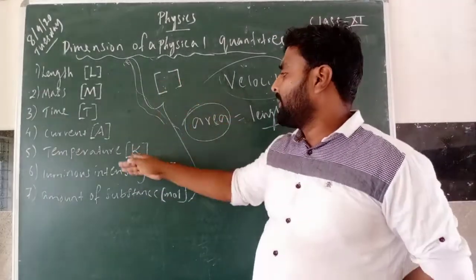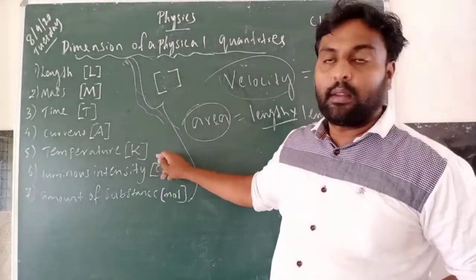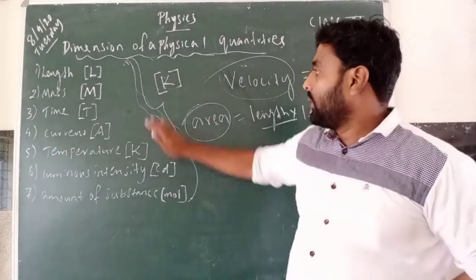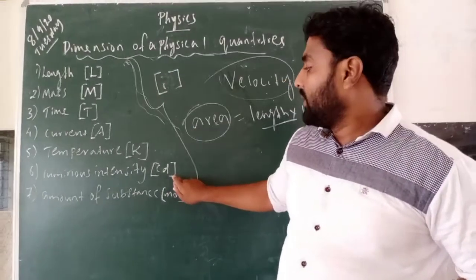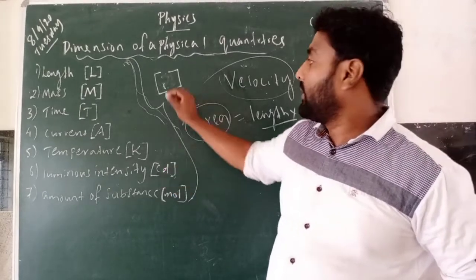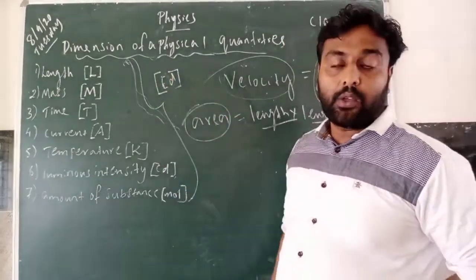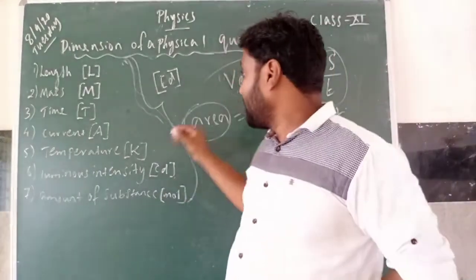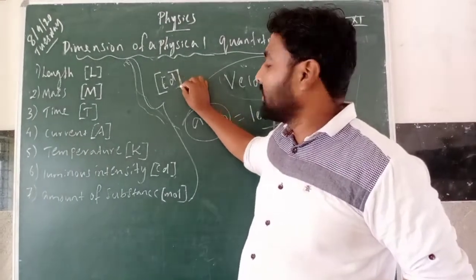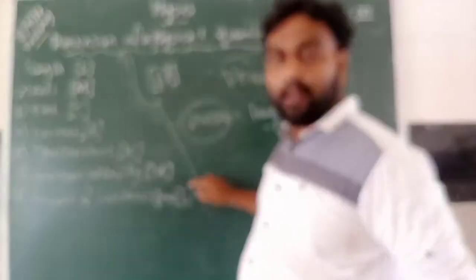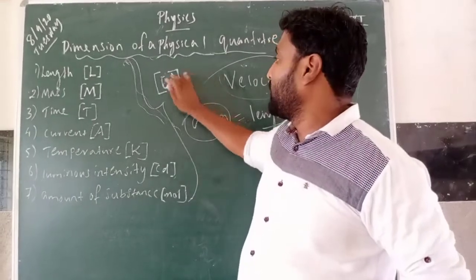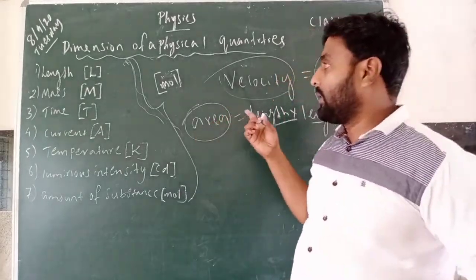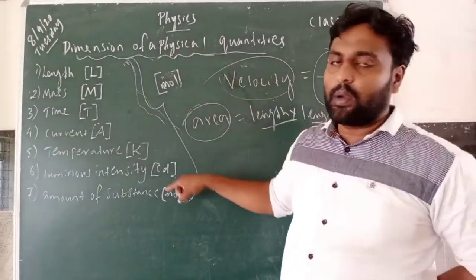Then temperature, the unit is Kelvin, so you can use K inside the square bracket. Then luminous intensity, CD. CD means candela, the unit of light, which is already discussed. So you can use CD inside a square bracket. Then amount of substance, we can use mole inside a square bracket. So these are the basic quantities.